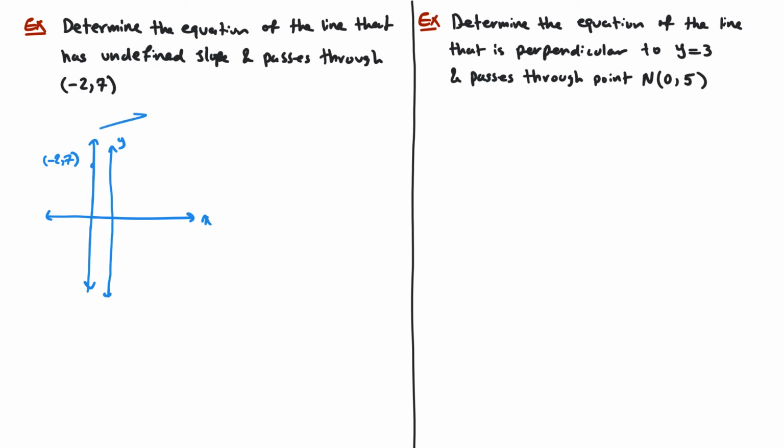And here you can actually reason it out and say, since it's vertical, therefore, we know that it's vertical, meaning that the x value actually never changes over here. So the x value is -2 here, -2 here, -2 over here. So since it's vertical, therefore x is equal to -2 is our equation of the line.